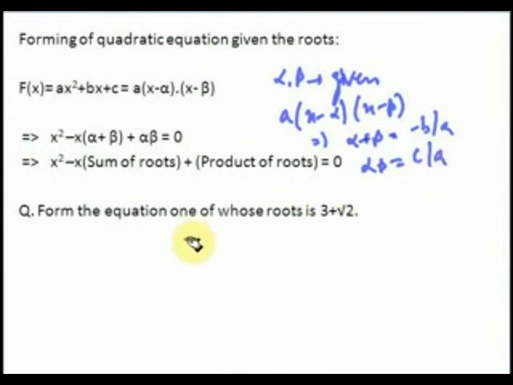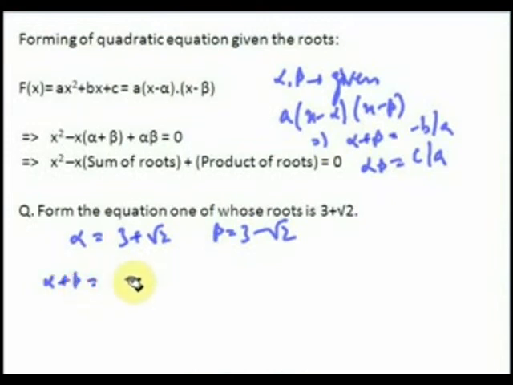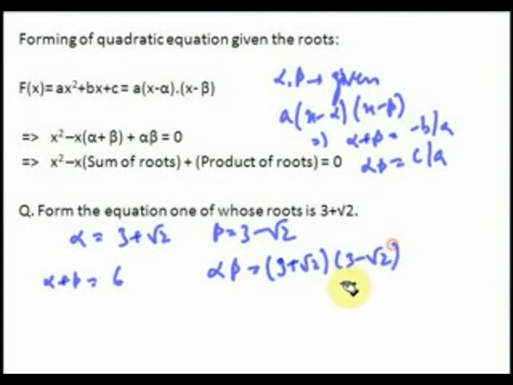Form the equation one of whose roots is 3 plus root 2. Given that alpha is equal to 3 plus root 2, then beta is equal to 3 minus root 2. We have to form the quadratic equation whose roots are alpha and beta. So the sum of roots alpha plus beta is equal to 3 plus root 2 plus 3 minus root 2, that is equal to 6, and the product of roots alpha into beta is equal to 3 plus root 2 into 3 minus root 2, that is equal to 9 minus 2 is equal to 7.